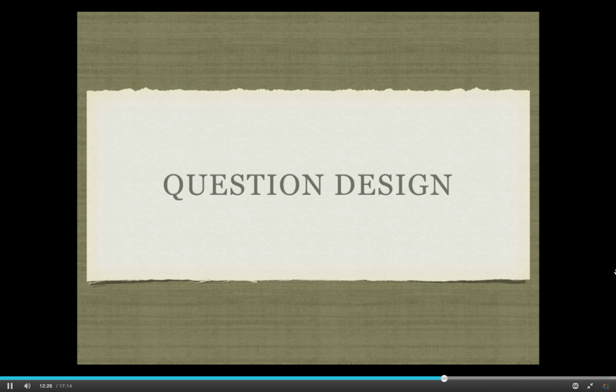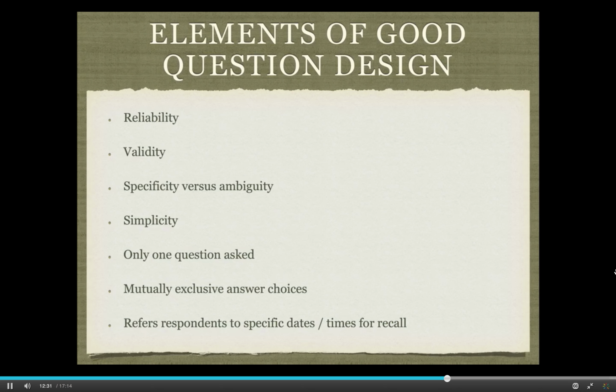We'll now take a look at question design. There are some key elements of a good question. These include reliability, validity, specificity versus ambiguity, simplicity, ensuring that one question is asked, mutually exclusive answer choices, and referring respondents to specific dates and times for recall. We're going to take a look at the first three, and then we'll take a break, and we will take up the next part of this presentation in another lecture.